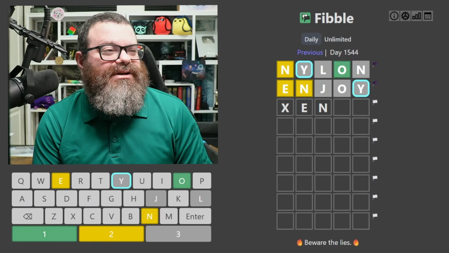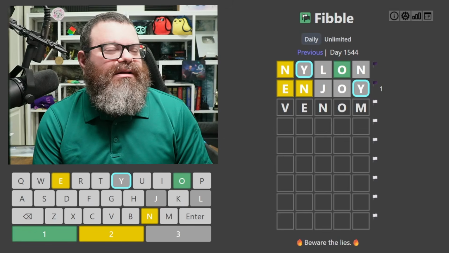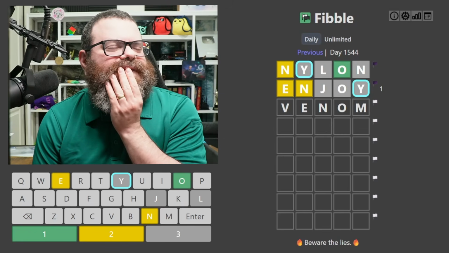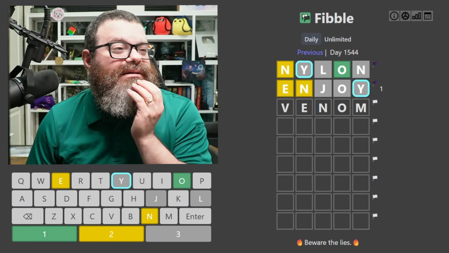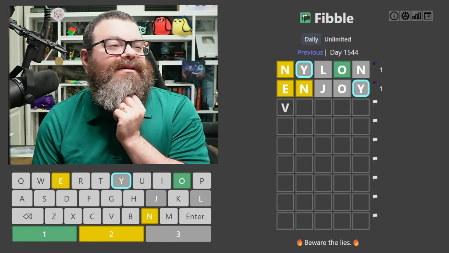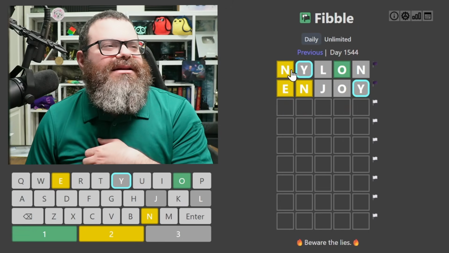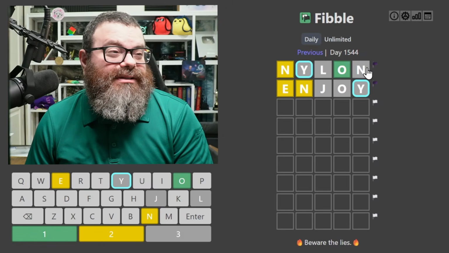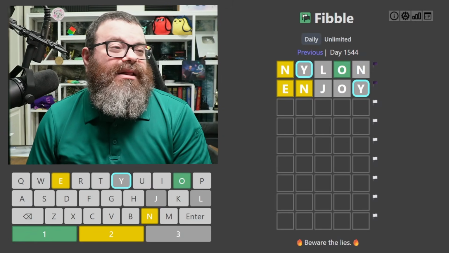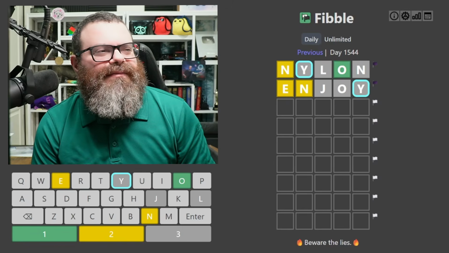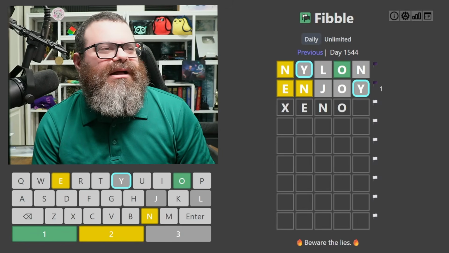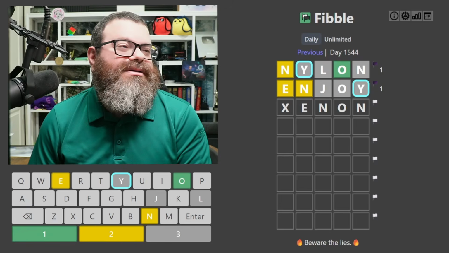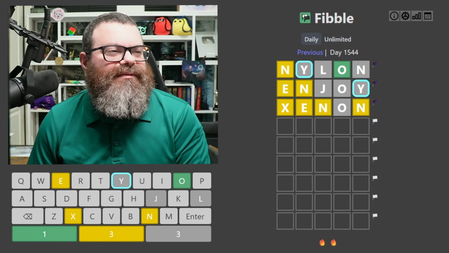Venom, actually. Oh, but that doesn't have a lie in nylon. That's the issue. So I would need to either have the N lying as green, or there to be two N's, or to use an L, if I'm going to put that O there. So if I do ENO, I could do xenon maybe. That actually works. Okay, we'll do xenon.